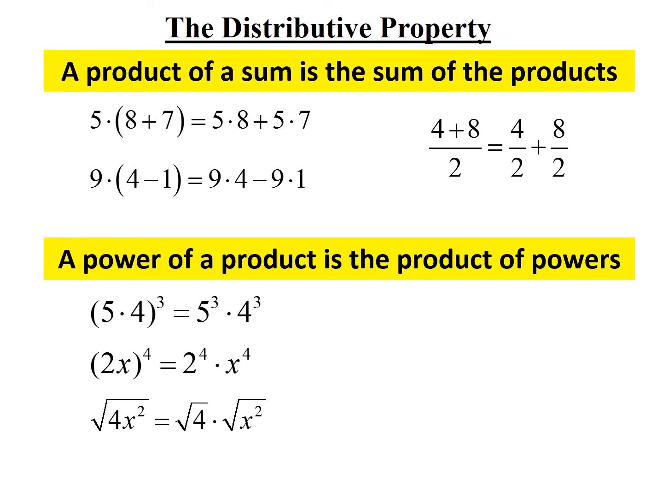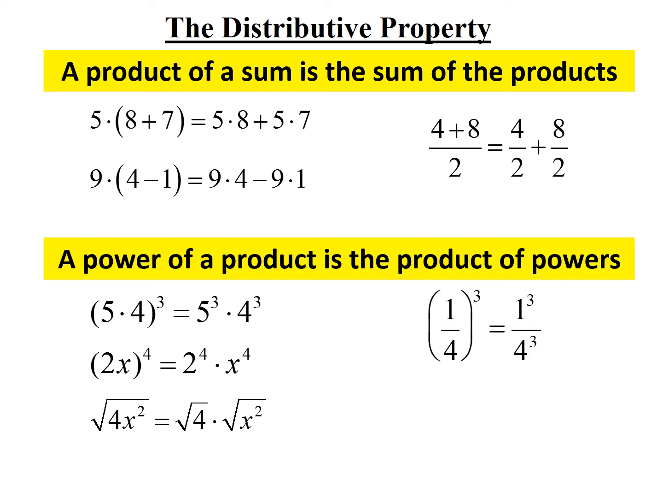Remember that a square root is also a level 4 operation. So when I see the square root of 4 times x squared, inside of the square root we have a level 3 operation, multiplication. Outside, the radical itself is a level 4 operation. So I'm going to distribute that level 4 operation to each part of the multiplication. So we have the square root of 4 times the square root of x squared.